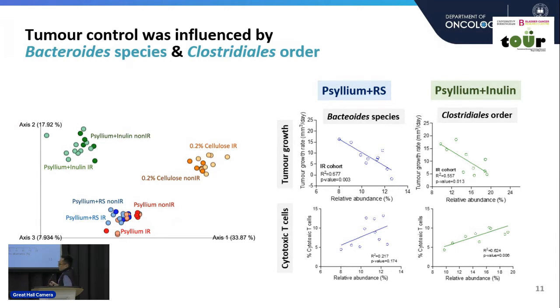And when correlating the gut microbiota with the tumor growth, we can see Bacteroides species and Clostridial order negatively correlated to the tumor growth, which means the more of these bacteria in psyllium plus resistant starch or inulin, the slower the tumor growth. And also interestingly, psyllium plus inulin can enhance the local tumor immune response. And these bacteria in psyllium plus inulin also positively correlated with the systemic cytotoxic T cells as well. So this means that there is an association between the gut microbiota and the enhanced immune response.